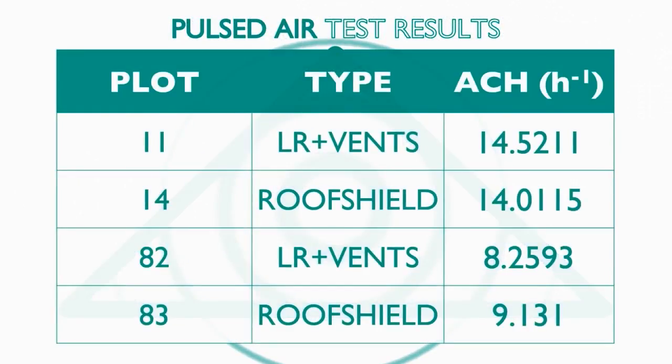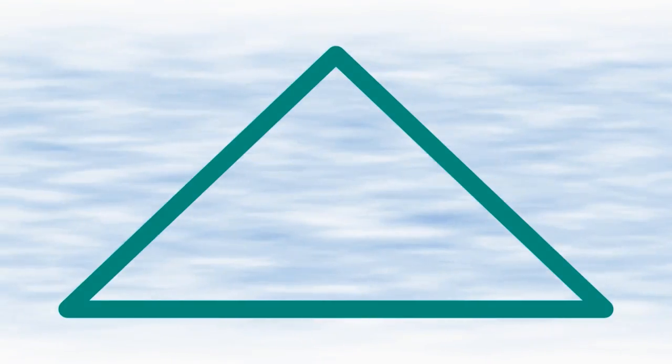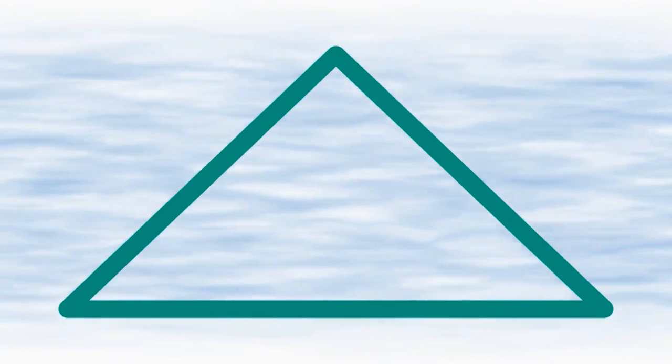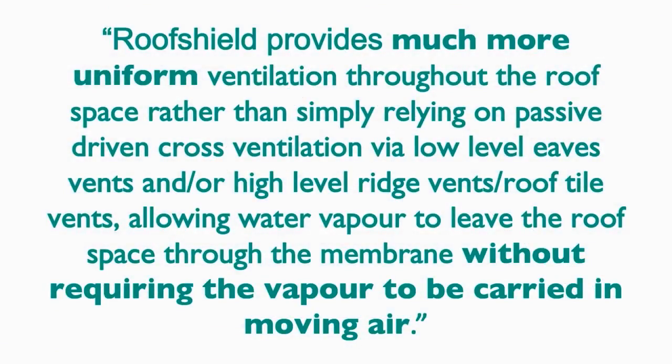The results of the testing are shown here, and it can be seen that the non-ventilated air-permeable roof shield roof has air change rates comparable to conventional ventilated roofing. The conclusion of this testing is that roof shield provides much more uniform ventilation through the roof space, rather than simply relying on passive-driven cross-ventilation via low-level eaves vents, high-ridge vents, or roof tile vents, allowing the water vapour to leave the roof space through the membrane without requiring the vapour to be carried in moving air.